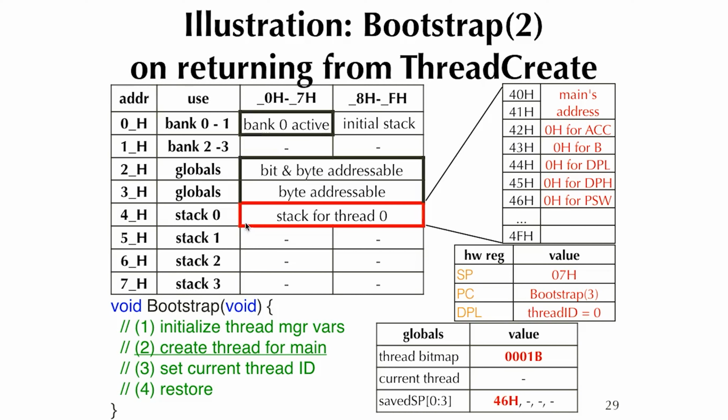You push main's address on here first, and you push the initial values you want to restore for ACC, B, DPL, DPH, and PSW, right? And then you call restore state, which will then pop the PSW back, DPH back, DPL back, B back, ACC back, and then does a return to main, and then it starts running main as thread 0.